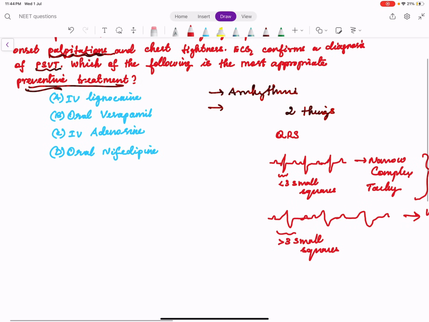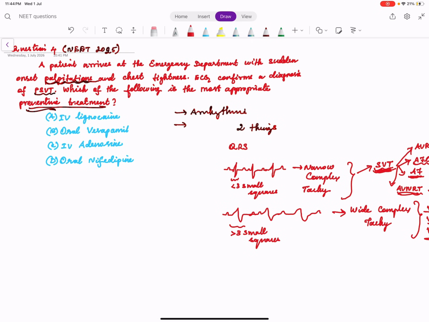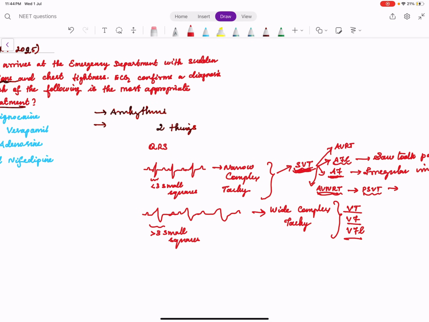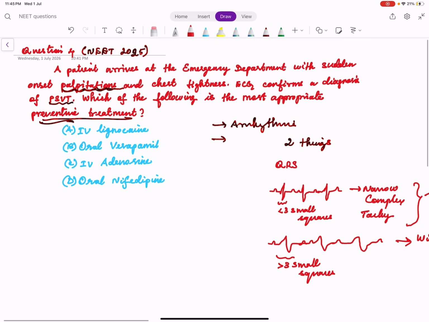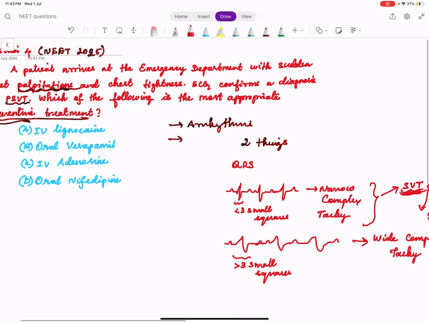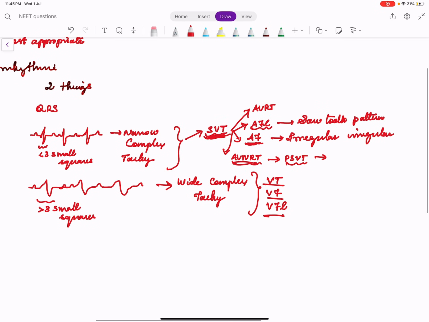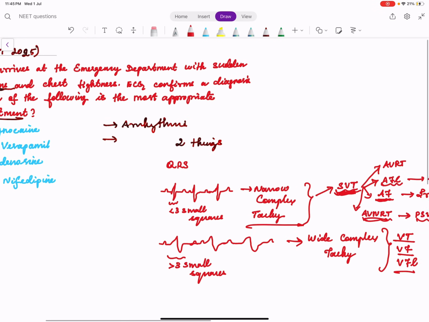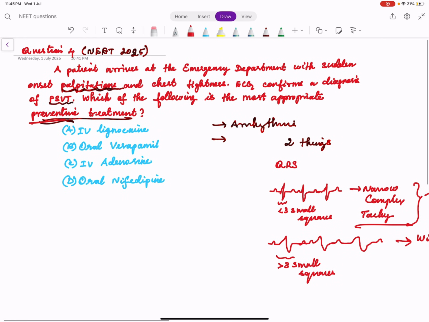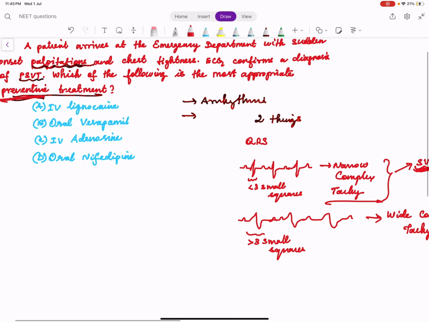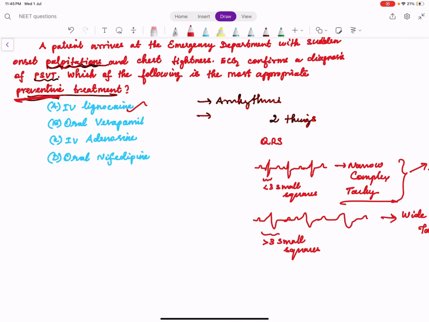Okay. So here the ECG is not given, so we don't have the burden of differentiating wide complex tachycardia versus narrow complex tachycardia. They have directly given the diagnosis as PSVT, paroxysmal supraventricular tachycardia. So it has to be a narrow complex tachycardia. Which of the following is the most appropriate preventive treatment? Okay, so we have options. IV lignocaine. Remember, lignocaine is a drug for treatment of ventricular tachycardia. It has no role in SVT.